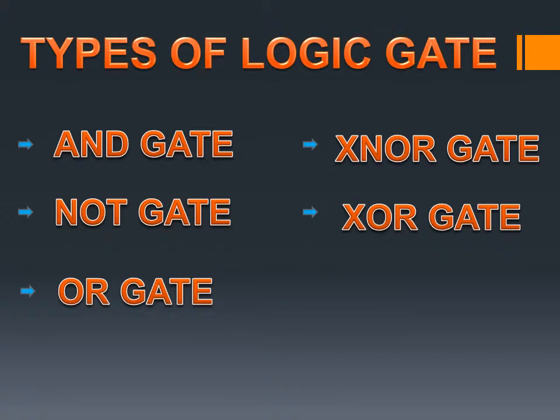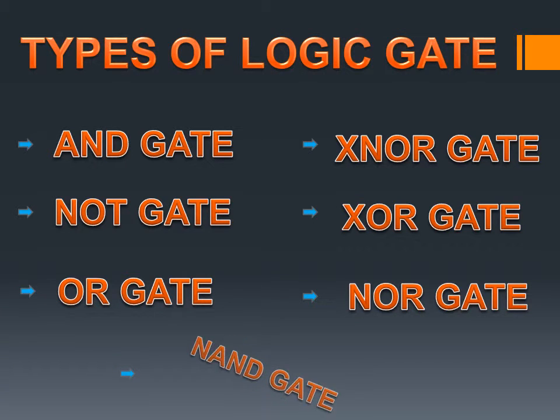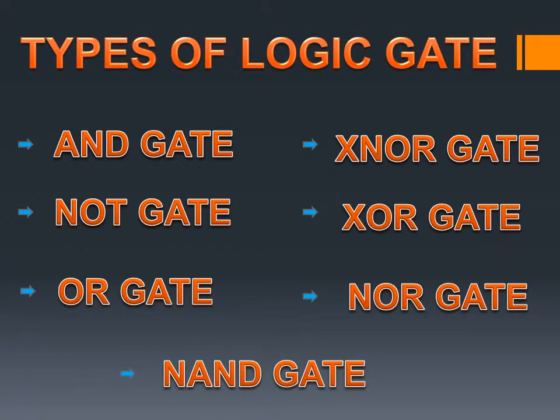Now we also have the XOR gate. Like I said earlier, wherever you see the X before the OR or before the NOR in any gate, you can also call it exclusive. Now we also have the NOR gate. So lastly, we have the NAND gate. These are all gates you really want to understand, and you really want to know how they are used in your computer systems. Now sit back and relax as I take you through all these gates one by one.